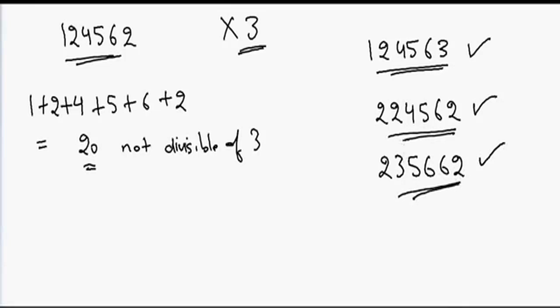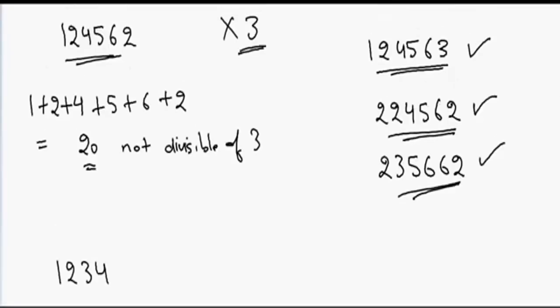So what I'm doing is I'm making a modification by just changing the number enough so that the sum will remain divisible by 3. So in that case the whole number should be divisible by 3. So that's how this trick works.